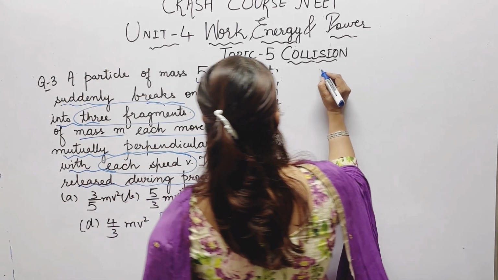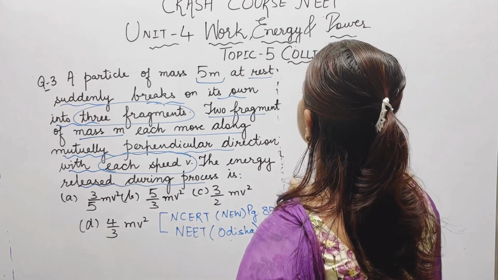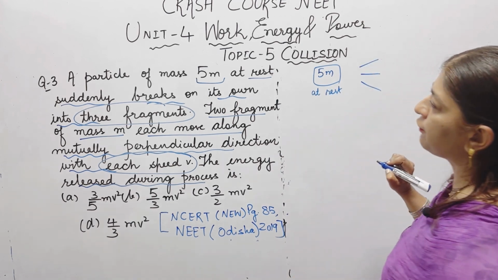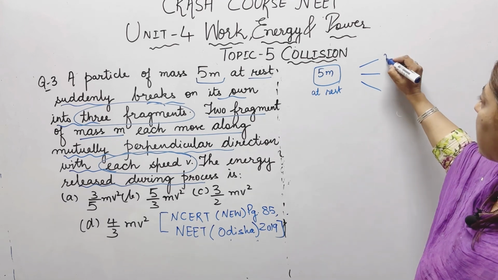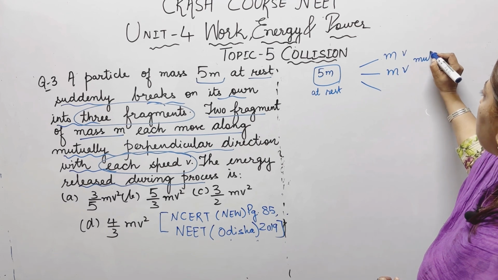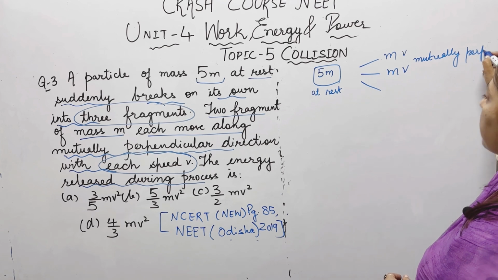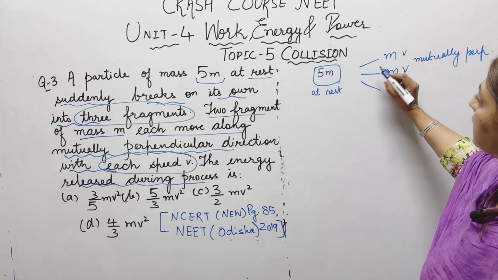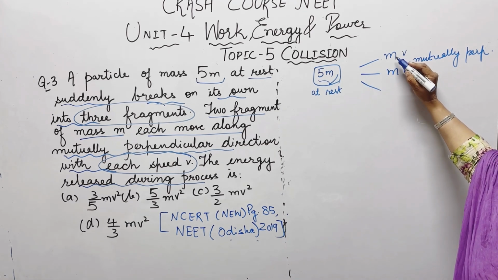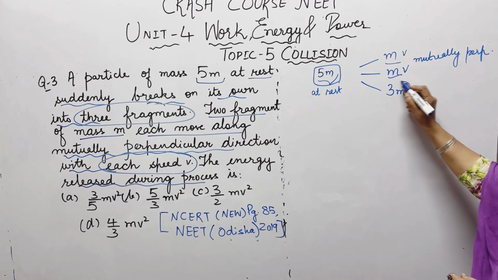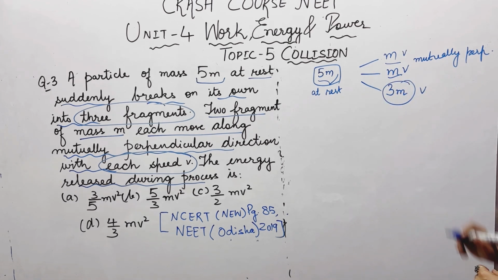So here we are having the mass 5m. This mass was at rest initially, and when it broke into the 3 fragments, 2 fragments are of mass m and they are moving with each speed v, but they are mutually perpendicular. The energy released during the process. So out of this 5m, this is 1m, another will be 1m, and the third will be 3m. So total of that will become 5m, and let the velocity for that be say v dash. These two are moving with the same velocity v.